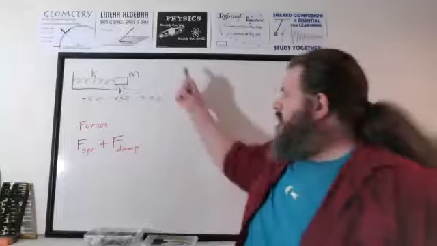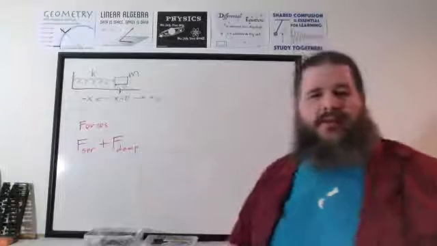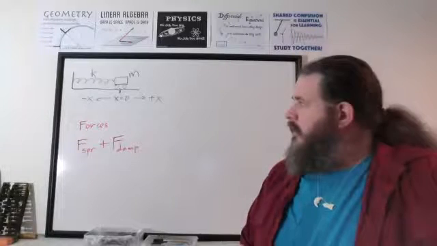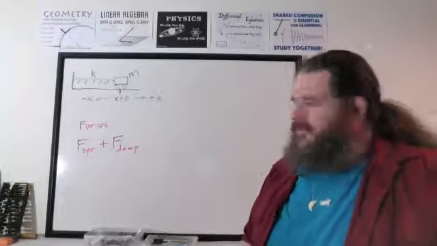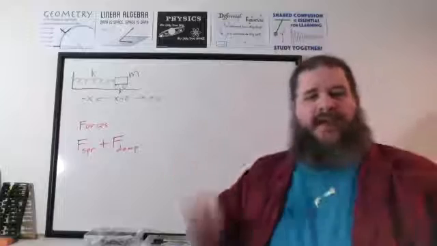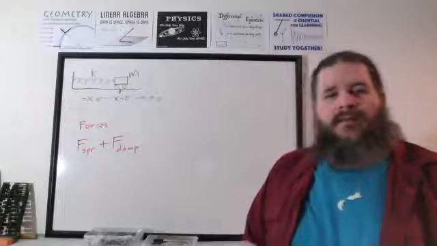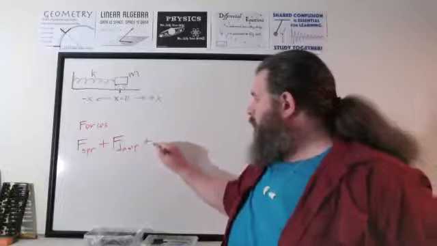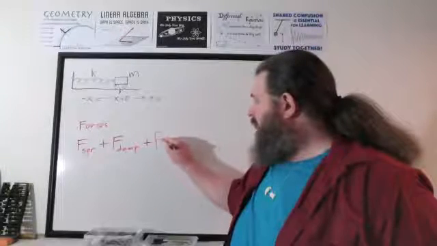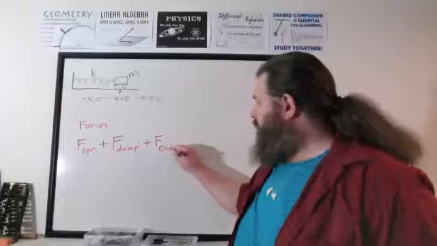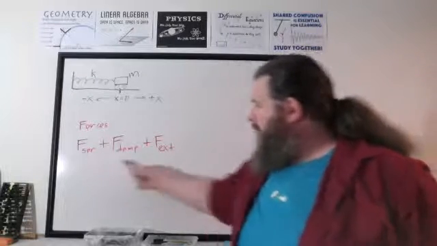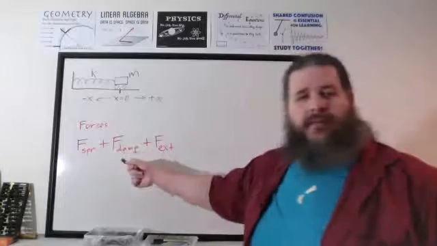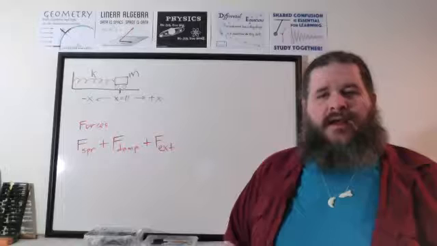Maybe there's some other machine attached to this that pushes it every once in a while, or maybe this is attached to something else that it's powering, or maybe this is hung vertically instead of horizontally, and there's a force of gravity as well. So there may be other forces beyond the spring force and the damping force, which we'll just lump together as any other forces, let's say F external. That would add up to the total force on the object. So spring force plus damping force plus any other forces involved.